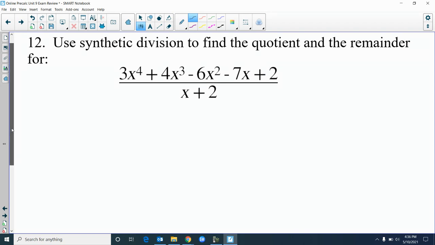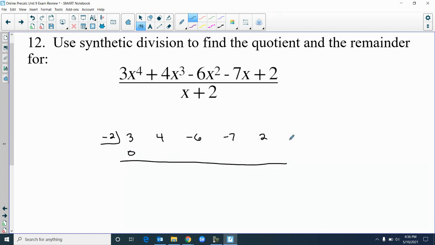When we do synthetic division, if it's x plus 2, we put minus 2 out in front, and I list the coefficients of each term. And I'm going to start it off with a 0. They might have taught it to you a little bit differently, but in the end, it'll be the same. And you always add vertically. So 3 plus 0 is 3. Multiply the answer by the number in the box to get the next number here. So that's negative 6. 4 plus negative 6 is negative 2.